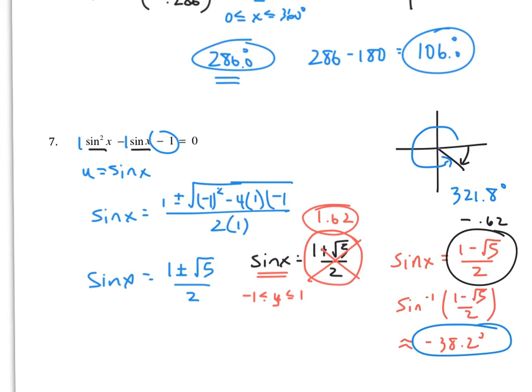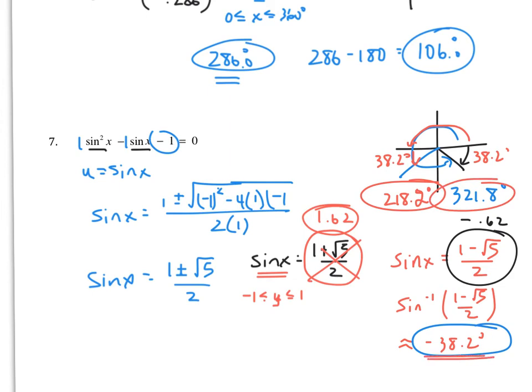So to get the one that is in the third quadrant, we have to understand that if it's 38.2 degrees this way, it's also going to be 38.2 degrees this way, which means I need 180 plus my 38.2, giving me my second angle at roughly 218.2 degrees. So here are my two values. Remember, I had to change the negative 38 to a positive, and then I had to do 180 plus the 38.2.